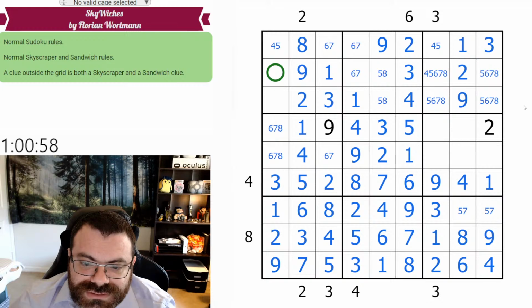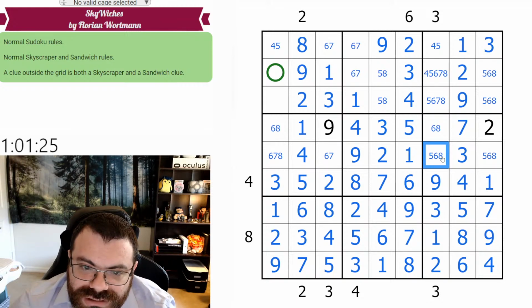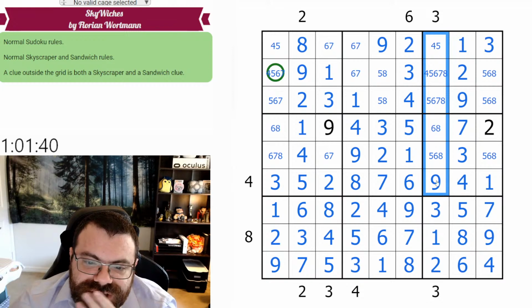This can't be 3. That places this 3. This is 7 and 5 and 7. These are not 7s. This is a triple. So we have 1, 2, 3, 4. We need 5, 6, and 8. That's not 5. What's going on here? That's not 7. 5, 6, 8. I don't see anything. Four, 5, 6, 7. It's not 4. Maybe it's the 3 skyscraper now.